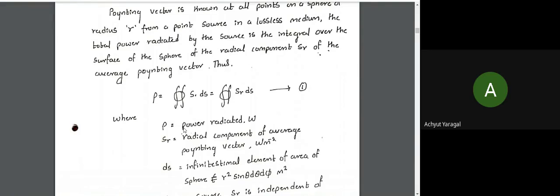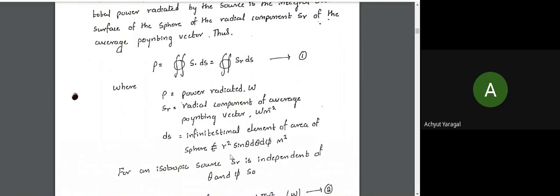What is P here? Power radiated. S is nothing but, you can also replace it with SR, as in equation number 1. SR is a radial component in one particular direction, of the average Poynting vector, in watts per square meter. dS is a very small infinitesimal area, which we can write as r square sin theta d theta d phi. We can also write it as the elemental area of a sphere.